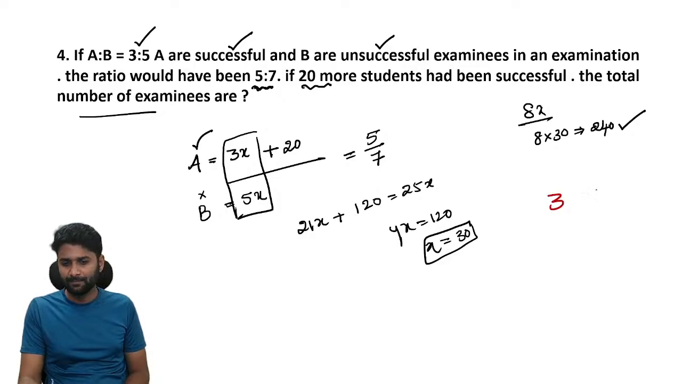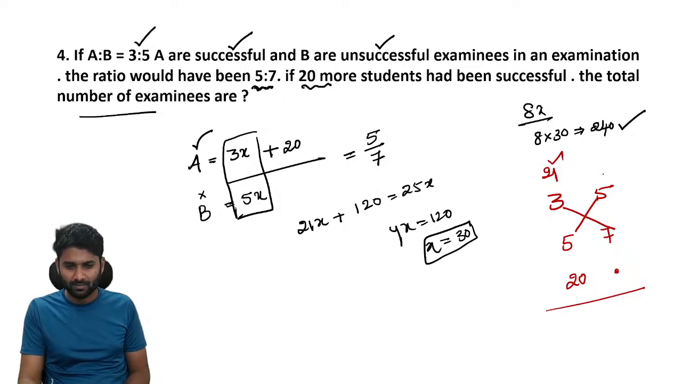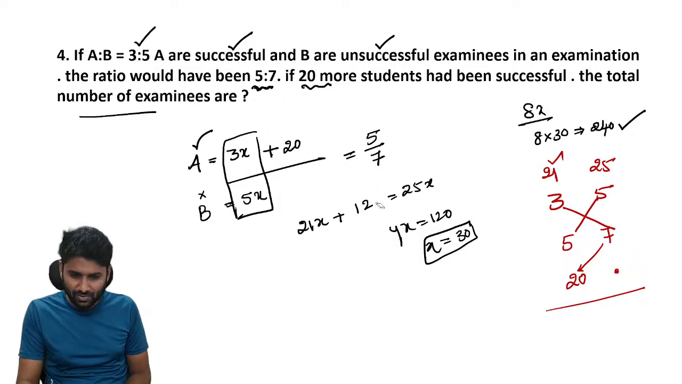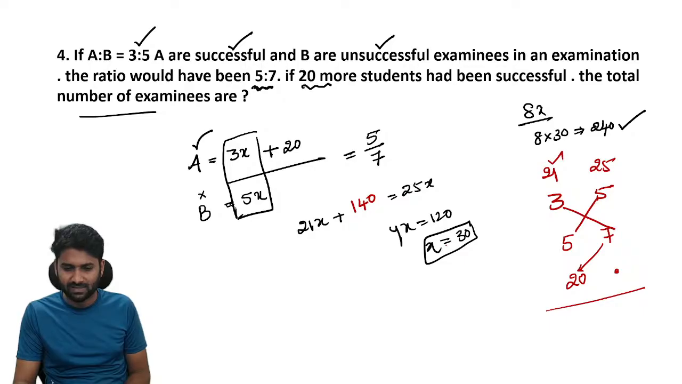3, 5, 5, 7, 20 added, no value. Just cross multiply them. 7 into 3 is 21 units. 5 into 5, 25 units. Now 7 into 20. Guys, sorry, I made a mistake in this calculation. It's a 140. Yes, yes. Thanks, man. It's a 140.